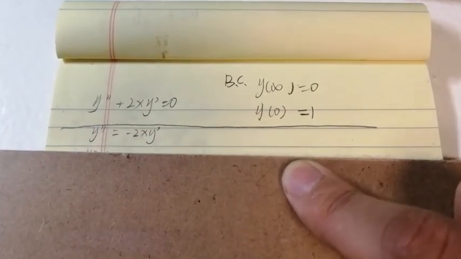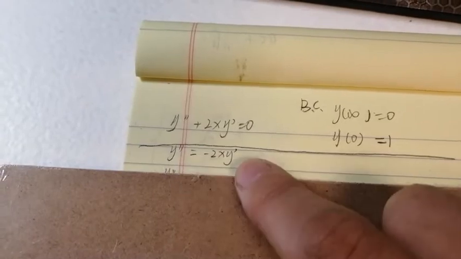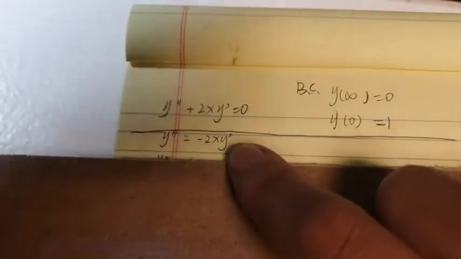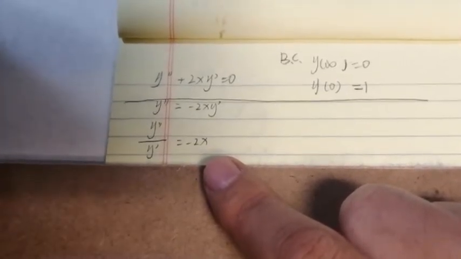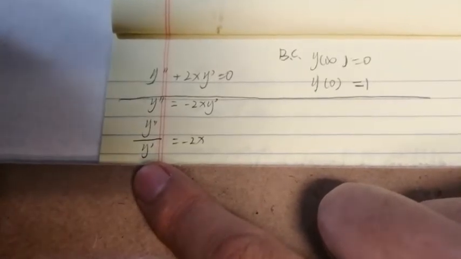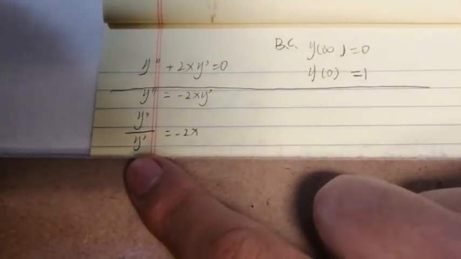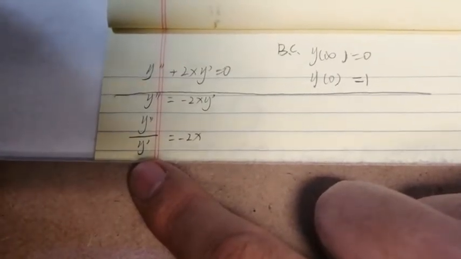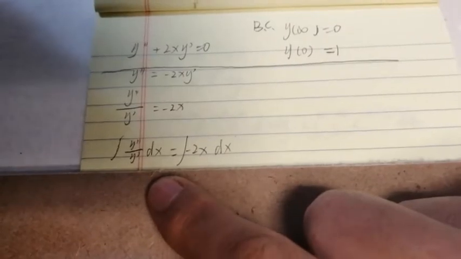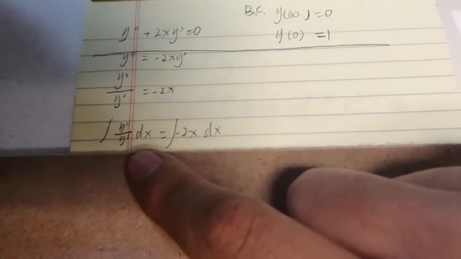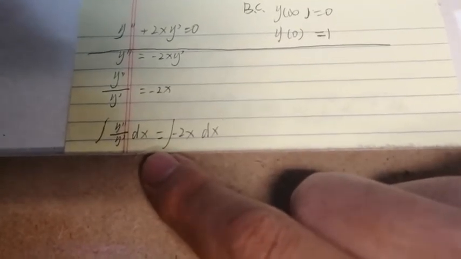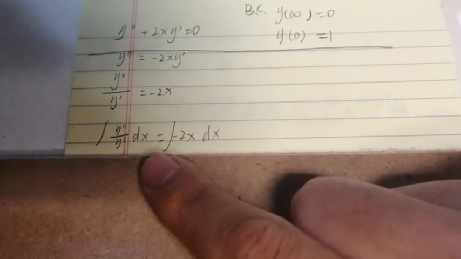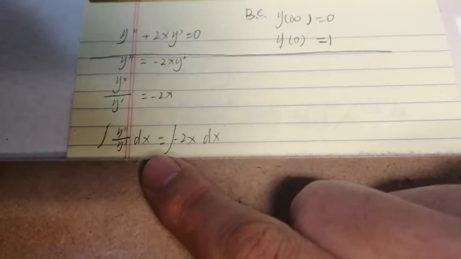So first of all, we can move this term to the right hand side, then divide both sides by the first derivative of y with respect to x, and on both sides we integrate them with respect to x.